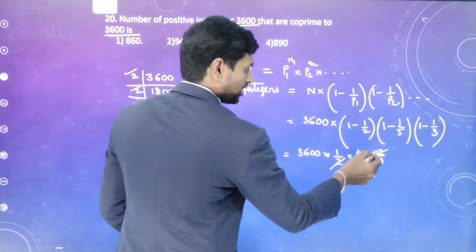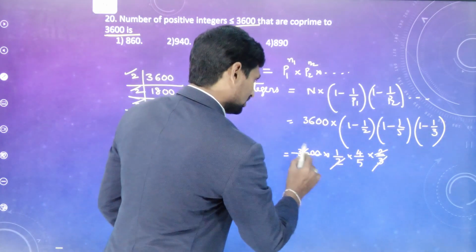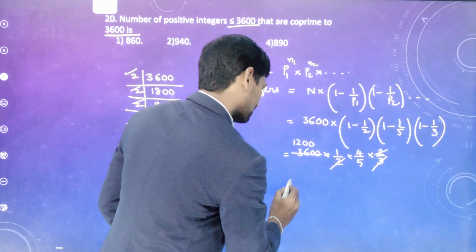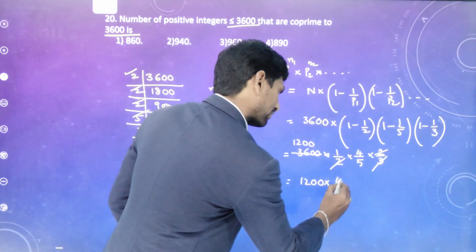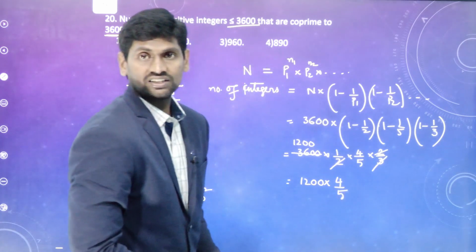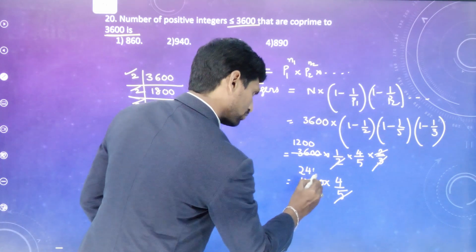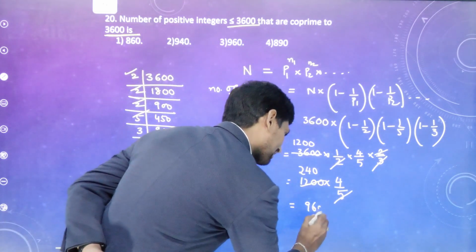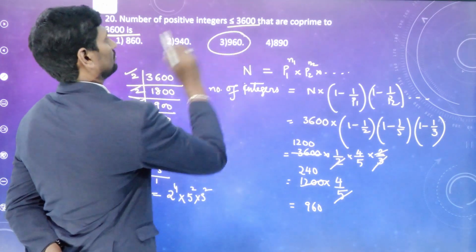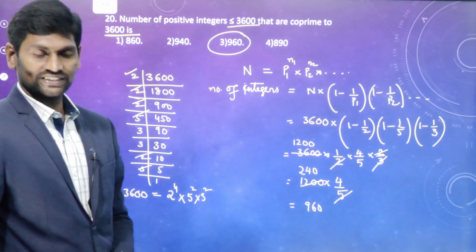Now, the denominator 2 and numerator 2 cancel. 3 table, 1200 times. Then what is remaining? 1200 into 4 by 5; the rest cancels. Now 5 table: 5 twos, 5 fours, 240. 240 into 4 is 960. Therefore, the number of positive integers is 960.